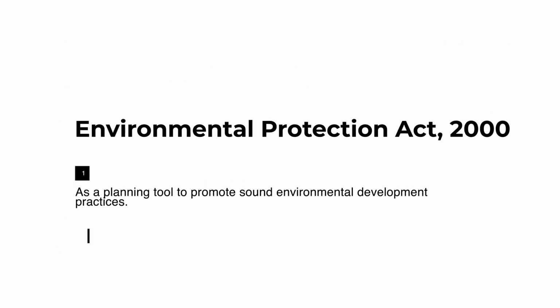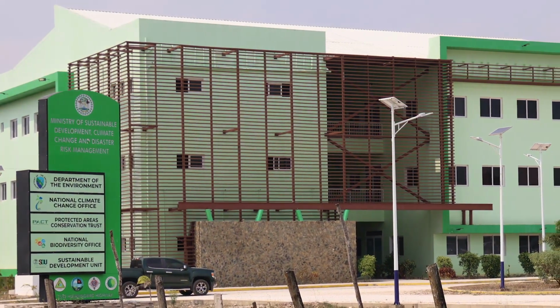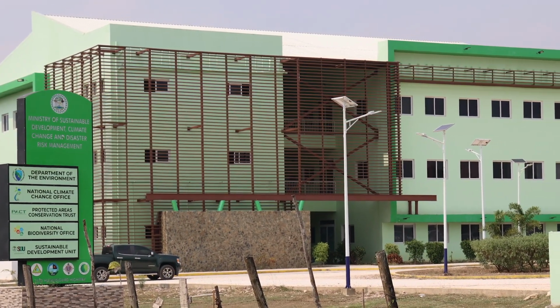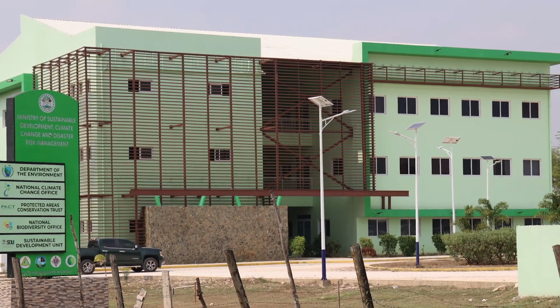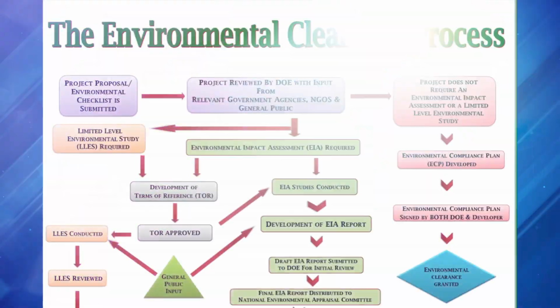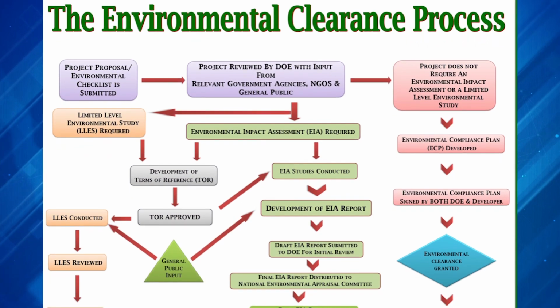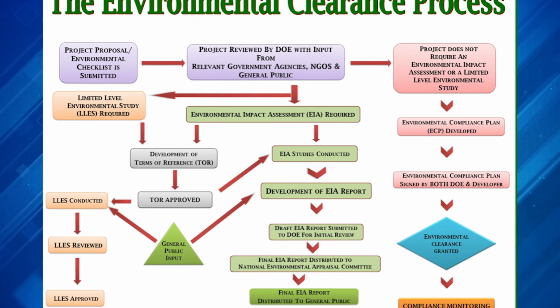So, how does the EIA process work? When a developer submits a project proposal to the Department of the Environment, it is reviewed according to the law and with input from relevant government agencies, NGOs, and the public to determine whether or not an EIA or Limited Level Environmental Study, LLES, is required.